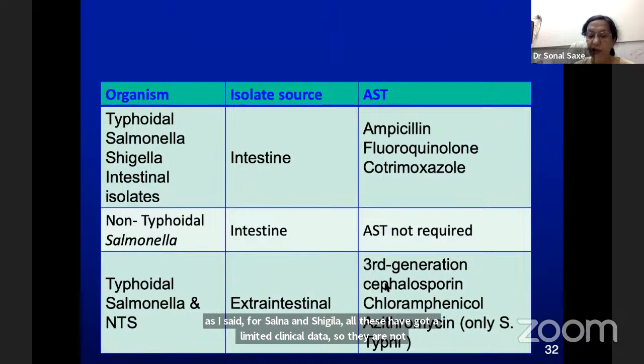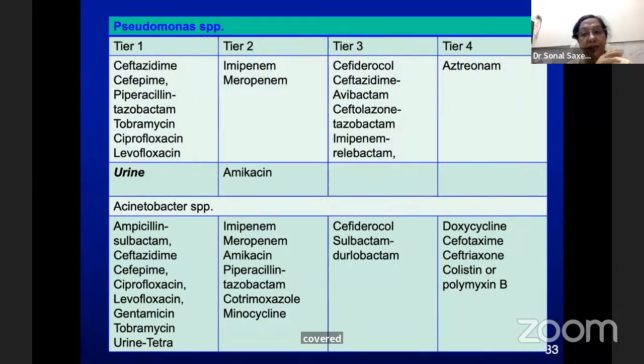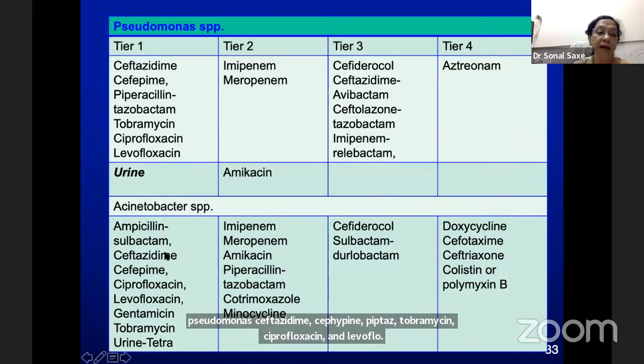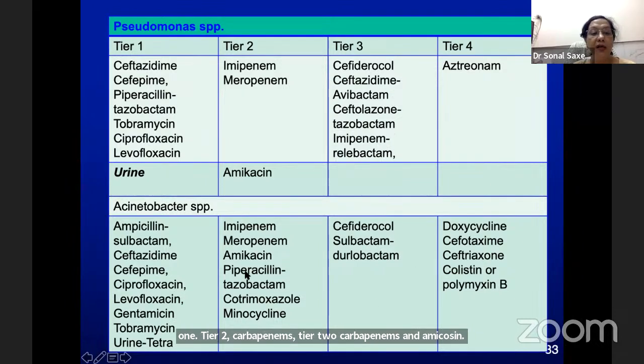This we've already covered, so I had actually hidden this slide. Again, for Pseudomonas: ceftazidime, cefepime, piptaz, tobramycin, ciprofloxacin, and levofloxacin. And in Acinetobacter, again, ampicillin, ceftazidime, these are all tier 1. Tier 2, carbapenems and amikacin. Tier 3, again, similar kind of drugs, which we did for that. Remember, for Acinetobacter, doxycycline and colistin also come into the picture.